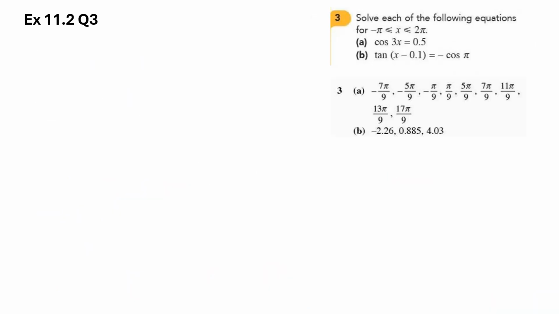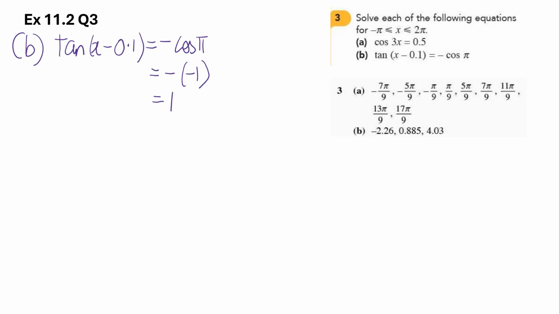Alright, so here we are. Question 3 involves us finding angles from both the positive directions and also from the negative directions. Okay, so let's look at the question first. That is tangent of bracket x minus 0.1 gives you negative cos pi. You can easily use a calculator to evaluate cos pi, but if you remember the shape of your cosine curve, y equals cos x, you would remember that cosine 180 or cosine pi gives you negative 1. So negative times negative 1 gives you 1.